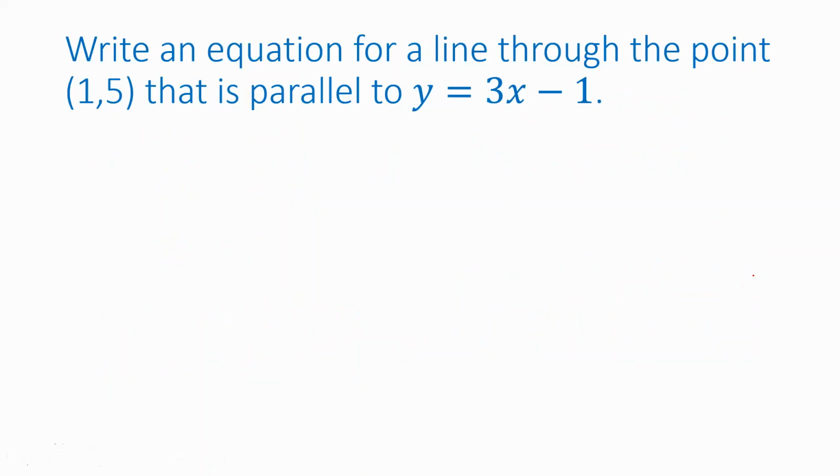Let's do another. This time we want an equation for a line through a given point, 1, 5, that's parallel to this other line. So what does it mean to be parallel? Well, when you're talking about lines, lines are parallel when they have the same slope.